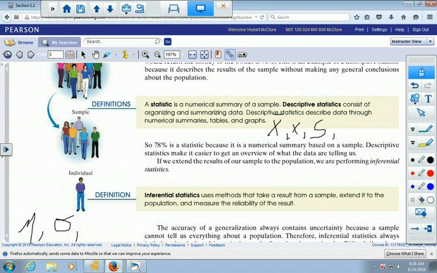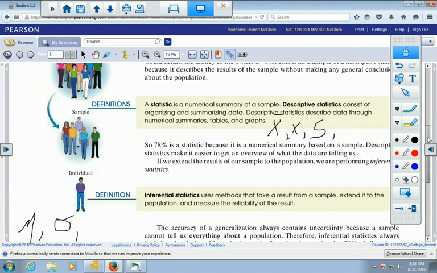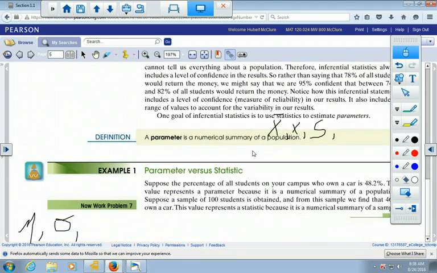So anyway, I'm going to pull this down. And there is parameter, and that's already said that. So you need to highlight parameter and statistic with a little s.